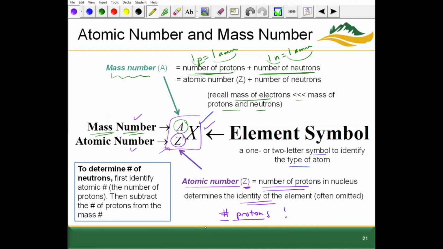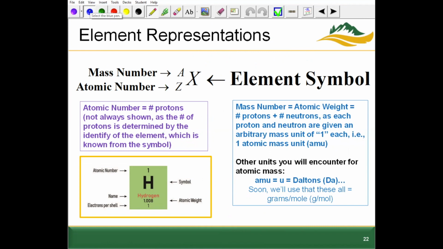So if the atomic number is always the number of protons and the mass number is the number of protons plus neutrons, then from the information given here, we can easily figure out the number of neutrons. To do this, we would find the atomic number, that's the number of protons. Then we subtract the number of protons from the mass number. That will give us our number of neutrons. Again, we haven't talked about the number of electrons yet, but we will. Here's just another comparison of these different representations. Remember, if you see something like this, the mass number is here on the upper left, the atomic number is here on the lower left.